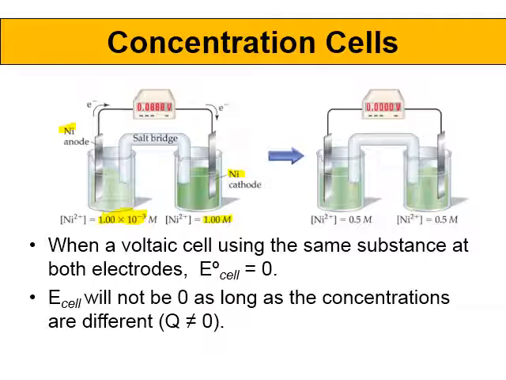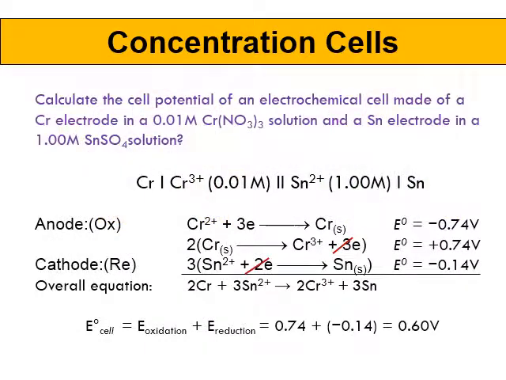When a voltaic cell uses the same substance at both electrodes, E cell will be 0, but E cell will not be 0 as long as the concentration is different, even though you have the same electrode. See, the same electrode, different concentration, the E cell can still be read. But if you have the same electrode, both nickel, both the same concentration, 0.5 molar and 0.5 molar, what you get is 0. So it's impossible to measure the potential. Okay, right. Equation, this one.